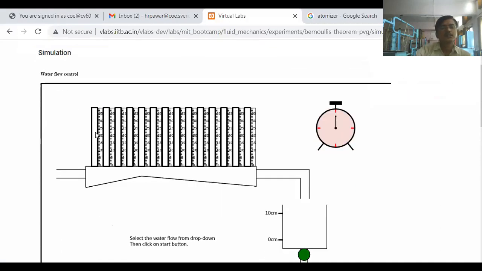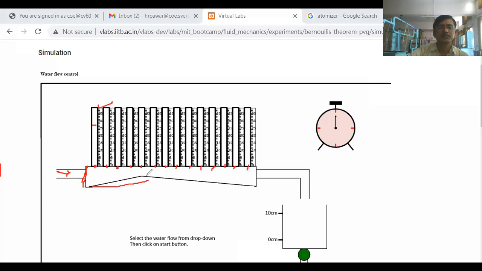See, these are the different piezometric tubes. This is one piezometer tube. This is second, third, fourth, 5, 6, 7, 8, 9, 10, 11, 12, 13, 14. And between two piezometric tubes, the scale is provided to measure the pressure head, right? Water will come here from this entrance, and you can see here the pipe is tapered pipe.